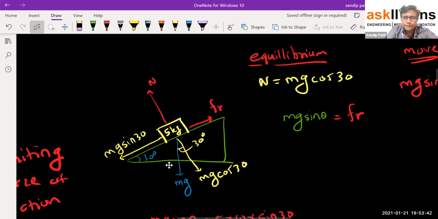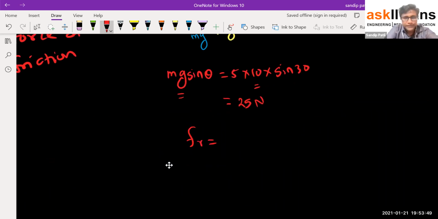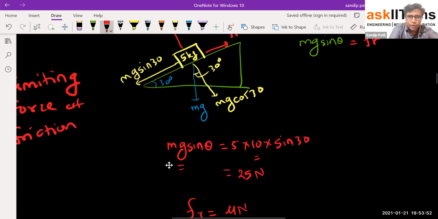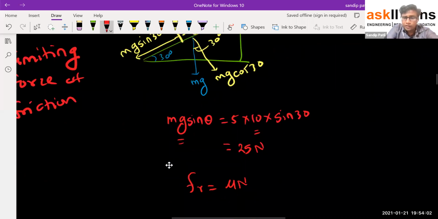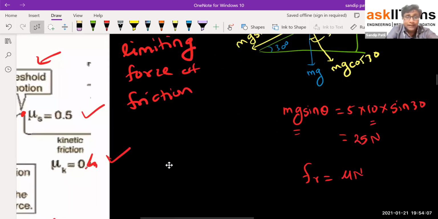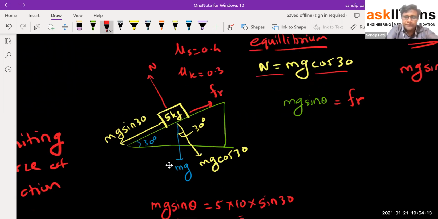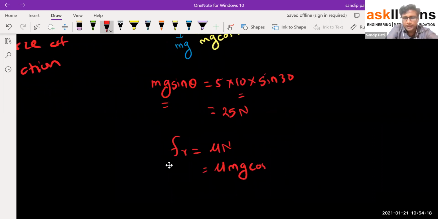Now, how to calculate the frictional force? You know the basic formula. What is the basic formula for frictional force? It is mu into N. Simple. Now let's take two values, that is mu s. Let's take the same value 0.4, and let's say mu k is 0.3. Now normally we say N is equal to mg. In normal cases we know that N is equal to mg, but on this inclined plane, as we already wrote here, N is equal to mg cos 30. So instead of N I can write mg cos 30.